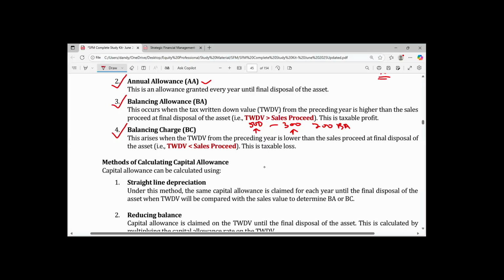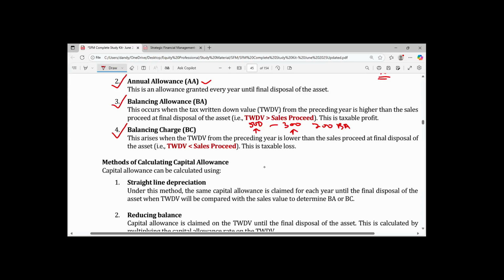And balancing charge will occur when the tax written down value from the preceding year is less than the sales proceed. Okay, so when the tax written down value from the preceding year is less than the sales proceed, when the asset is disposed of, then we call it balancing charge. Balancing charge will always be in bracket.